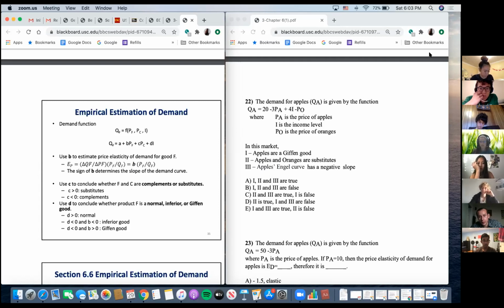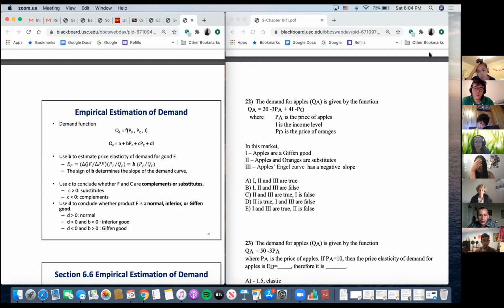I'm just thinking, if it's a positive income, as that income increases, the Q on the left side of the equation is going to increase. So it's a linear relation, and if the coefficient is negative, it's going to be an inverse relation. Wait, so for this question, are we looking at the coefficients in front of the price of apples and price of oranges, or the coefficient in front of income?